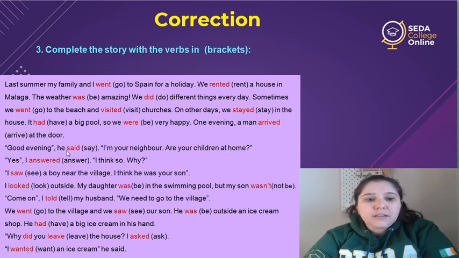"Good evening," he said. "I'm your neighbor. Are your children at home?" "Yes," I answered. "I think so. Why?" "I saw a boy near the village. I think he was your son." I looked outside. My daughter was in the swimming pool, but my son wasn't. Come on, I told my husband. We need to go to the village.